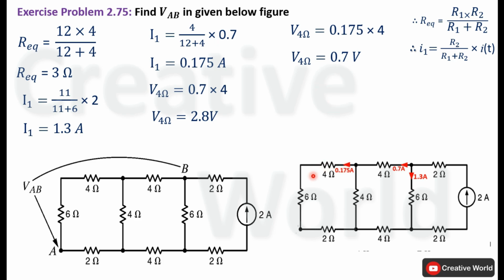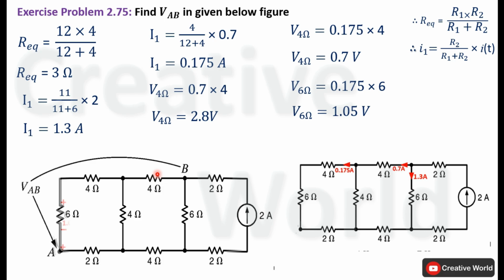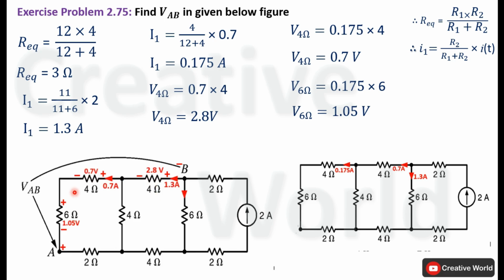This same current will also flow from 6 ohm resistance. So voltage across 6 ohm resistance will be the product of 0.175 ampere and 6 ohm. Their product will be 1.05 volt. Now we have calculated voltage across these 3 resistances. We can calculate voltage VAB. For that purpose, modify the original circuit indicating voltage magnitudes along with their polarities. Voltage across these 3 resistances with their polarities are mentioned in this figure.